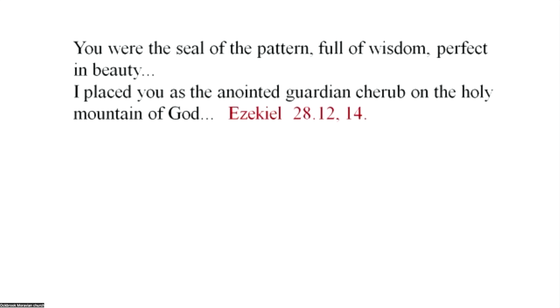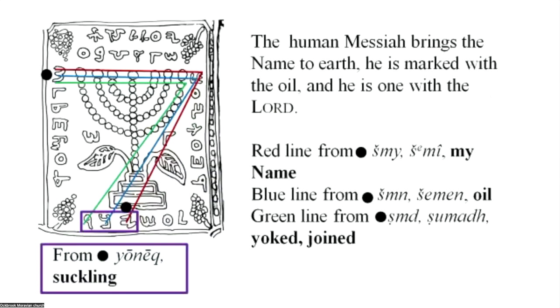And, you know, everyone was amazed at what they saw. Now, this is the last one. The human Messiah brings the name to earth. And here you have an extraordinary pattern where the name is at either end of the horizontal lines. If you join them to each of the bottom letters in turn, you get something about the Messiah.